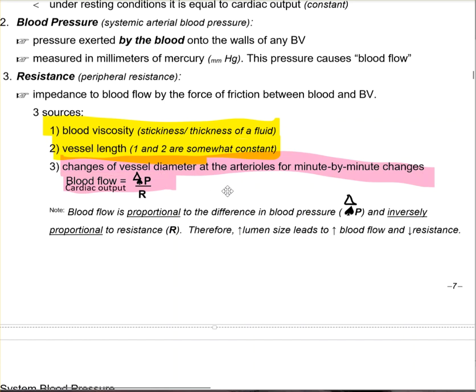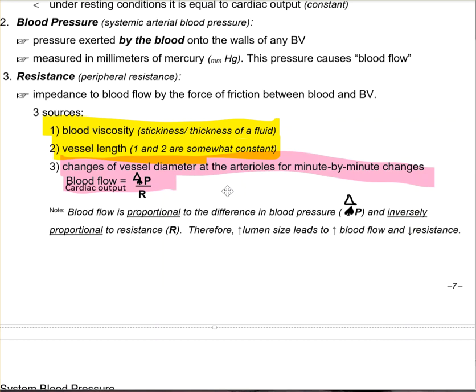It is proportional to pressure changes, meaning that if blood pressure goes up, cardiac output goes up, blood flow goes up. That makes sense, right? If you increase the pressure of something, more blood will flow through and more cardiac output, more blood per minute. If you increase the pressure on the garden hose outside your house, more water goes through per minute. It's inversely proportional to resistance, okay?